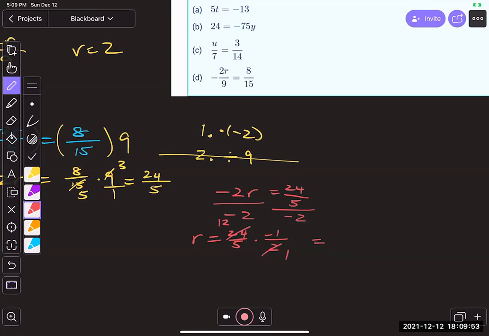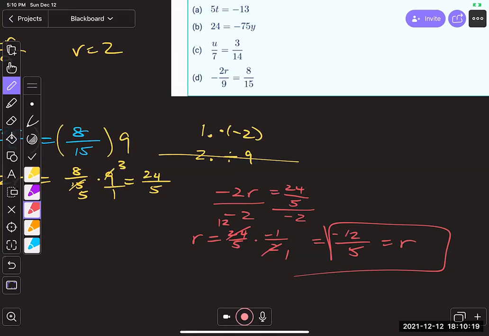And now we just multiply straight across. What do you get? -12 over 5. So that is equal to r, and we are done here. r equals -12 over 5. Any questions here, Allison? No. Or from anyone else? Any questions on this problem here?